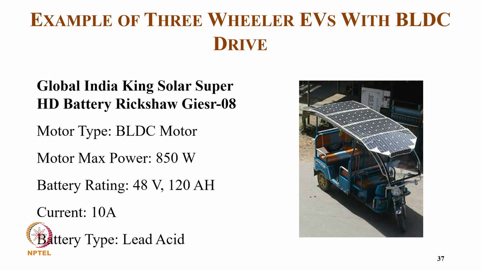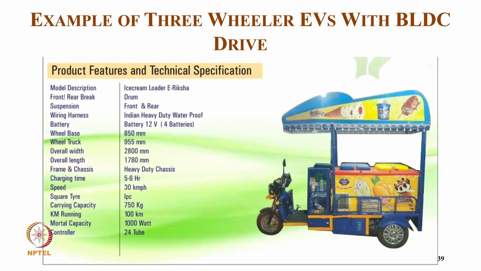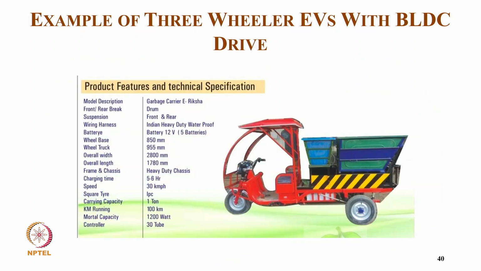Then you can see a BLDC motor of 850 watt with a solar panel of 360 watt, which increases the driving range by about 50%, and this solar panel also charges the battery, so you are able to increase the range further. Then you have an electric green cart, typically with a BLDC of 1250 watt. Then this is another, an e-rickshaw with an ice cream loader, with a motor of 850 watt and another of 1000 watt.